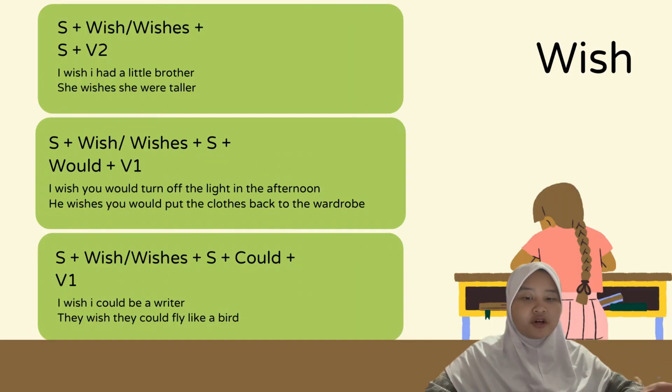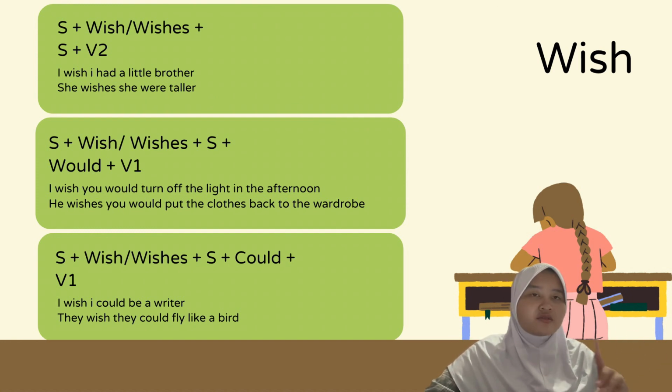And now we move on to the sentence patterns of wish. For wish, there are also 3 sentence patterns. The first one is wish followed by verb 2. The sentence example for this is: I wish I had a little brother.